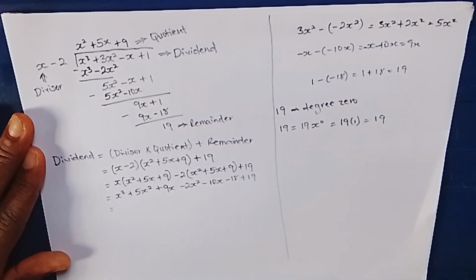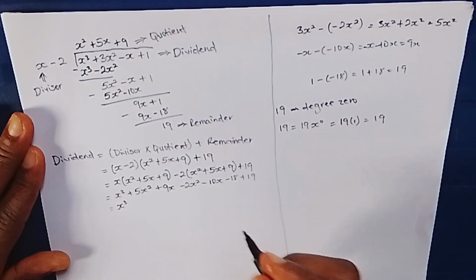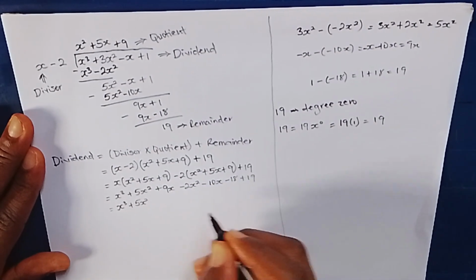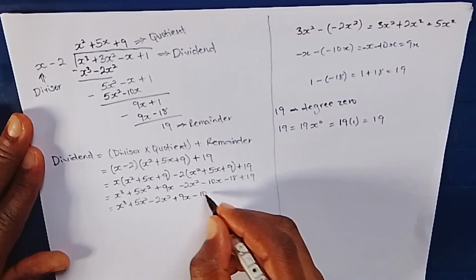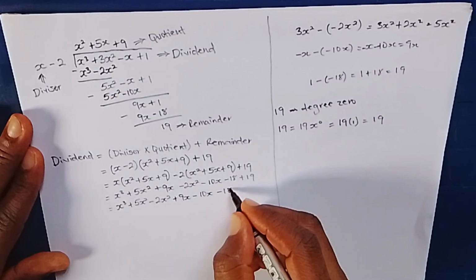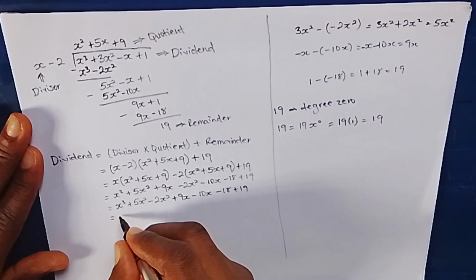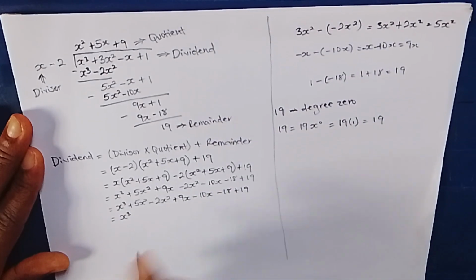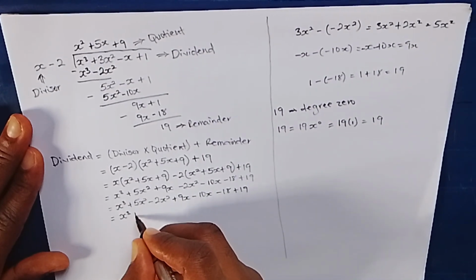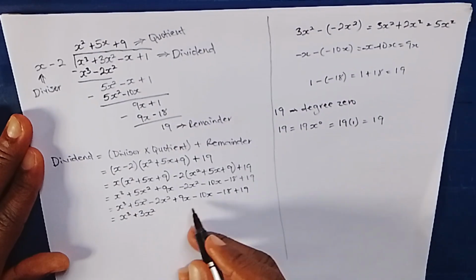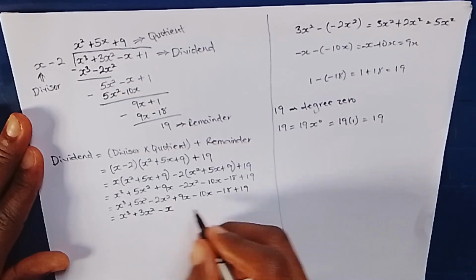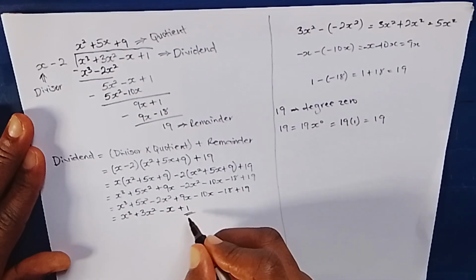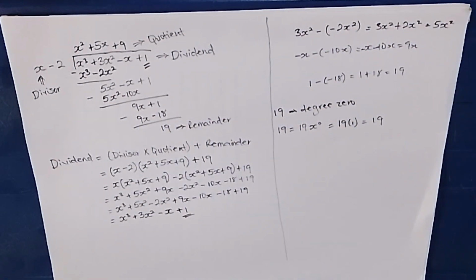So now we collect like terms. x cubed stands alone, plus 5x squared minus 2x squared, then plus 9x minus 10x, then minus 18 plus 19. So in simplifying this, we have x cubed. 5x squared minus 2x squared will give us plus 3x squared. 9x minus 10x will give us minus x. And then minus 18 plus 19 will give us plus 1. So we see that this is equal to this. So that is how to prove that your division is correct.